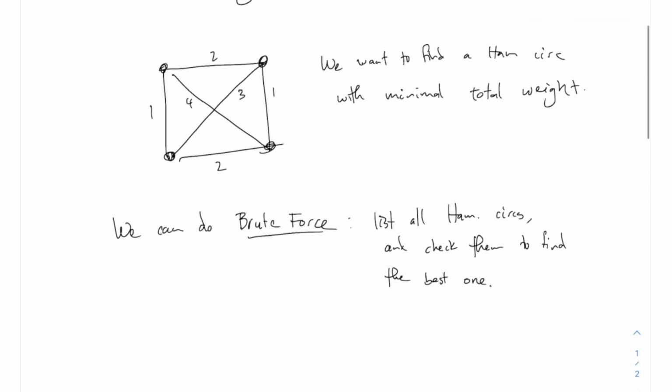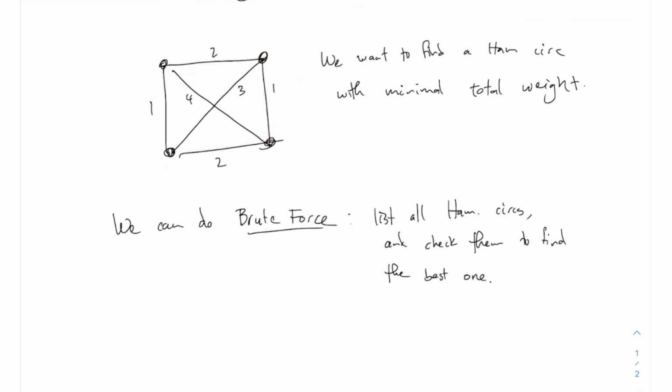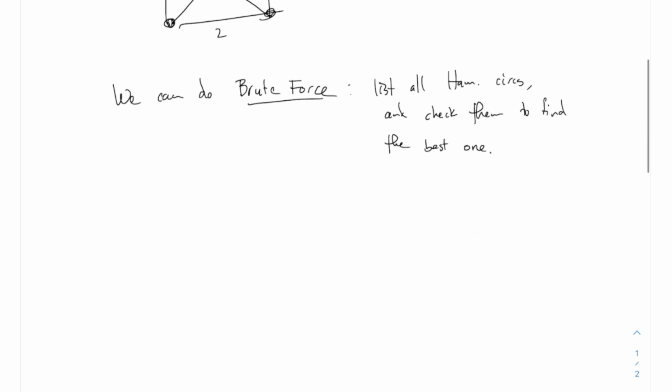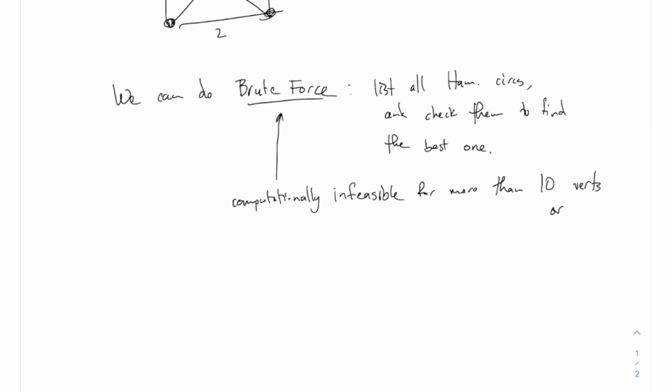In this graph, there's 4 vertices. There's only going to be 6 different Hamilton circuits, which is not so bad to actually check all 6 of them. But if you have a graph with, say, 50 vertices in it, you wouldn't want to do this at all by hand, but even a computer would not be able to do this. So the problem with the brute force is this is computationally infeasible for more than 10 vertices or so.